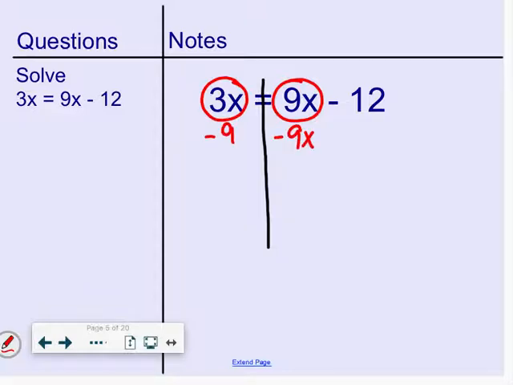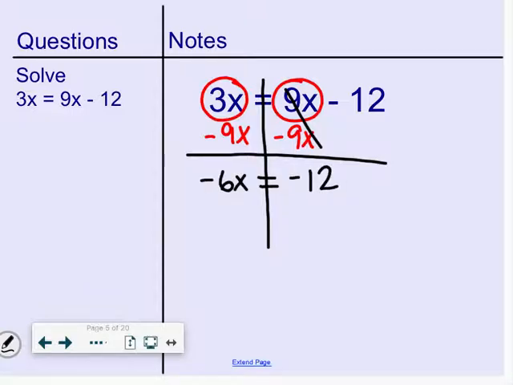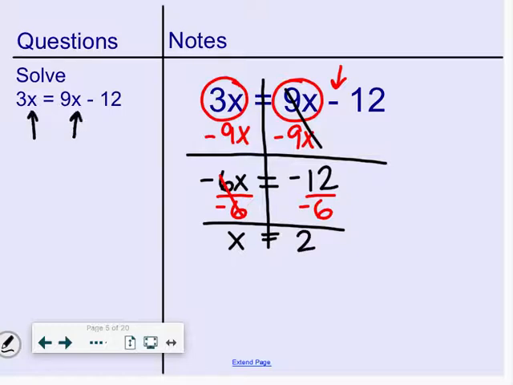So subtract 9x on each side. Remember, it really doesn't matter. It's your choice. It's just, I feel like you'll make fewer mistakes if you keep something on each side of your equation. So 3x minus 9x is negative 6x, and it equals negative 12. Again, make sure that that negative sign on the 12 goes with it. Then I divide by negative 6, divide by negative 6, and x equals 2. If I plug the 2's in, I'll show my check again.